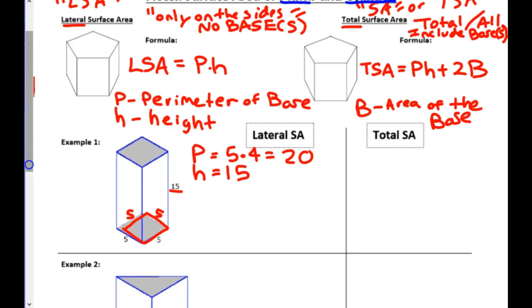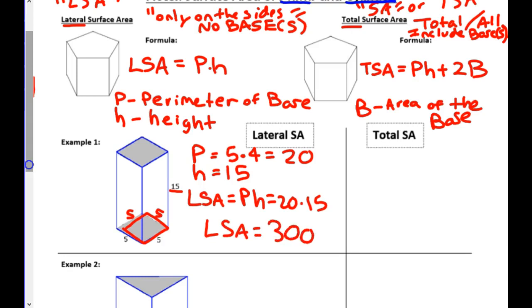So let's do that. For LSA, lateral surface area, it's going to be PH, right? So 20 times 15. What is 20 times 15? 300. Usually we would have units. Whatever the units are, they're units squared because we're talking about area, right? We got our lateral surface area is 300.